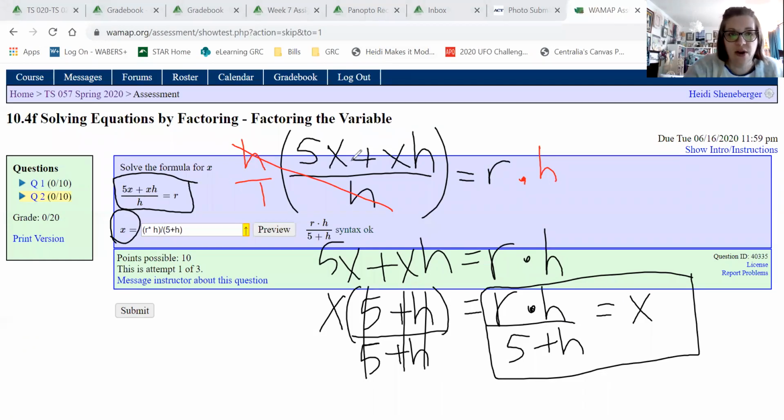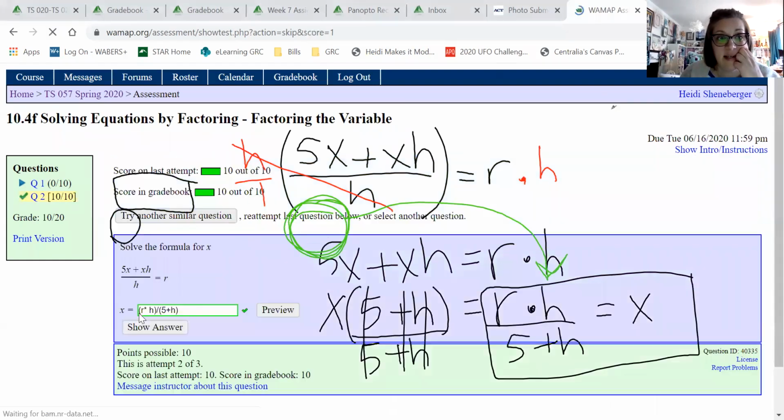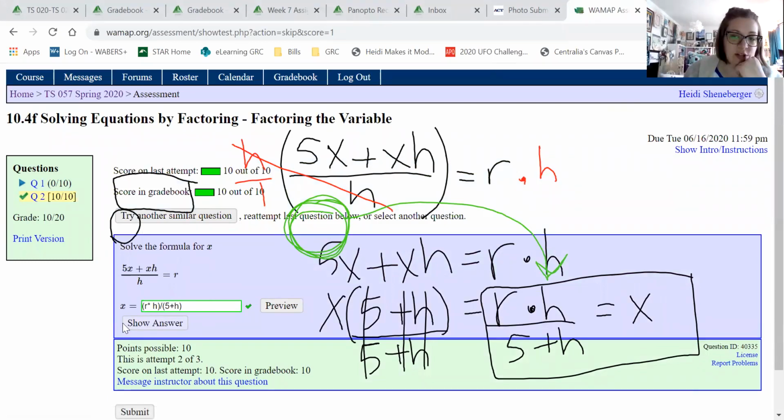Okay, so remember, I want to check my preview. If my preview doesn't come up automatically, then I want to make sure to click the preview button. Does that look the same as this stuff down here? It does look the same as that stuff down there. So then I'm going to say submit. And we are right. We don't have to cross cancel these h's. I think it's because these are times and this is plus. If they were both times, then I could factor the h. But because one is multiply and one is adding, I don't have to take that h out. I just leave it in both places.